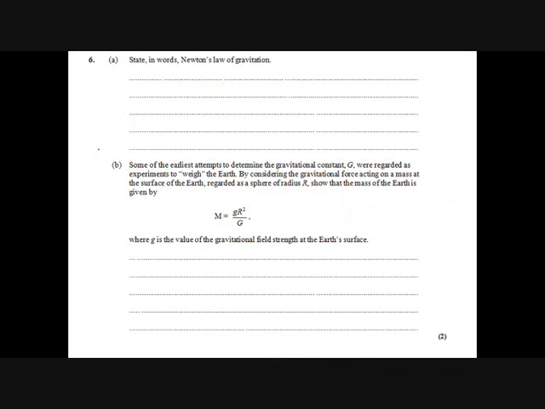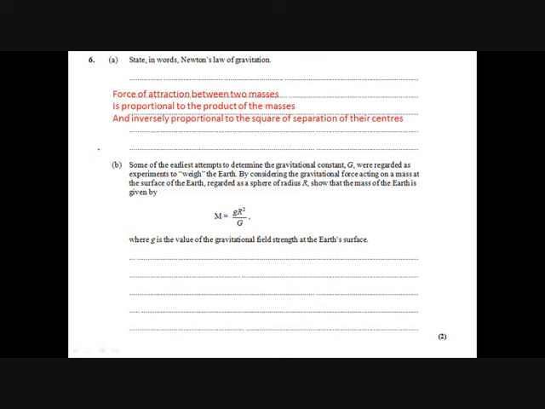Okay, stating in words Newton's law of gravitation. The best way to do this, I think, is to say the force of attraction between two masses is proportional to the product of their masses. Make sure you get that word in there, so it's the two masses multiplied together, and inversely proportional to the square of the separation of their centres. Don't put radius here. I know you'll be thinking of GMM over R squared, but the separation of their centres is the best way to do it.